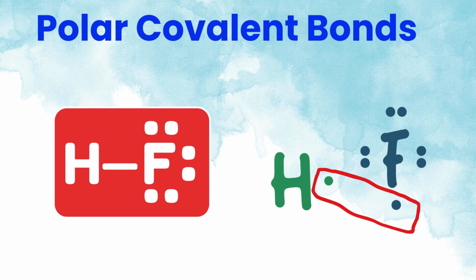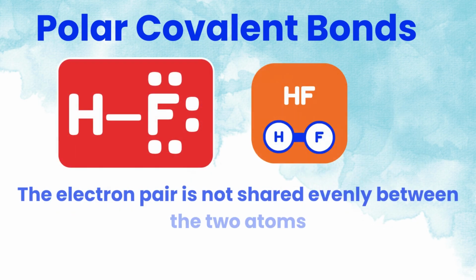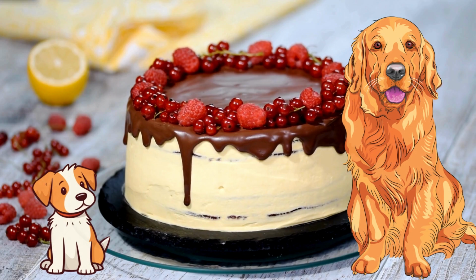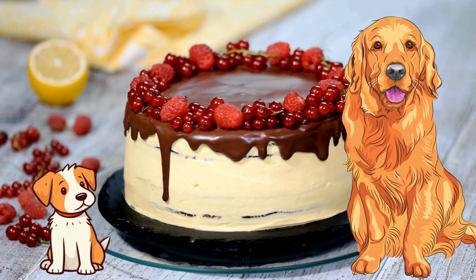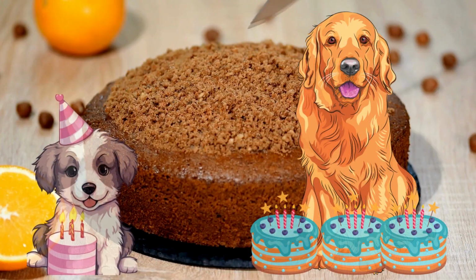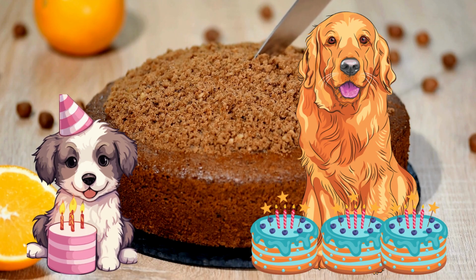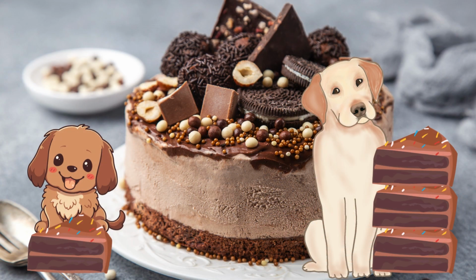In a hydrogen fluoride molecule, hydrogen and fluorine share a pair of electrons to form a single covalent bond. Since the two atoms are different, the electron pair is not shared evenly between the two atoms. This is similar to two dogs sharing a 4-slice cake, where one dog gets 1 slice and the other gets 3 slices. They are sharing the cake, but the sharing is uneven.